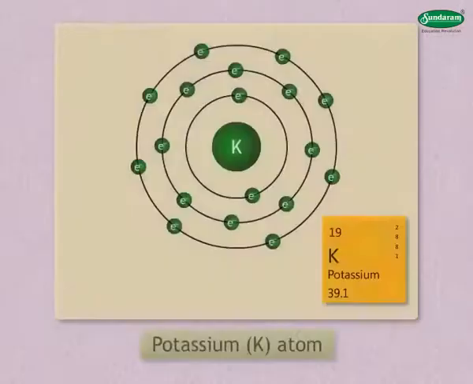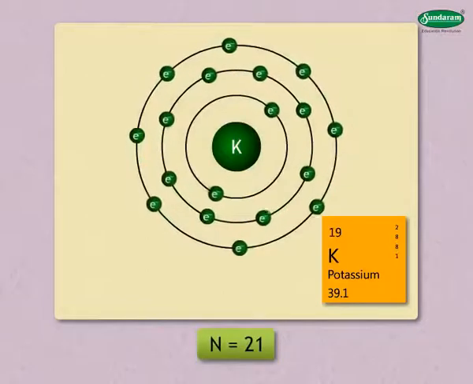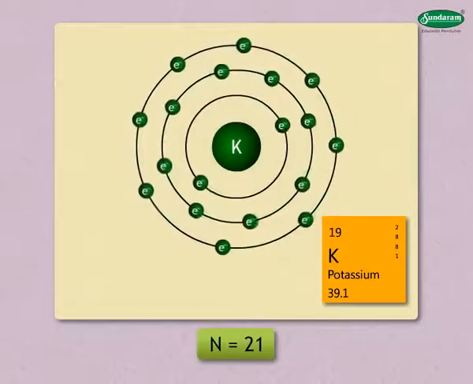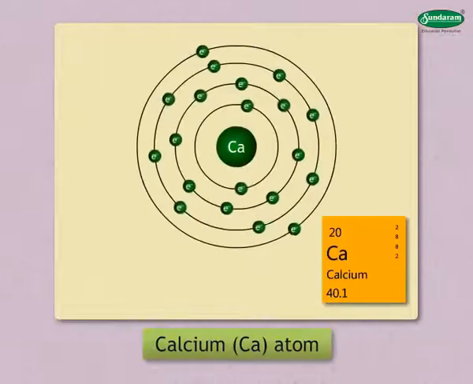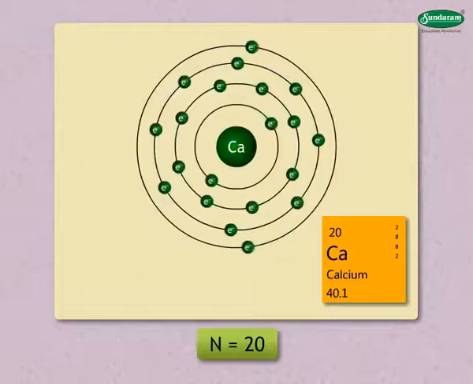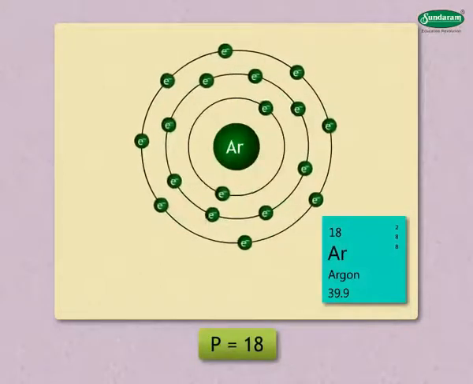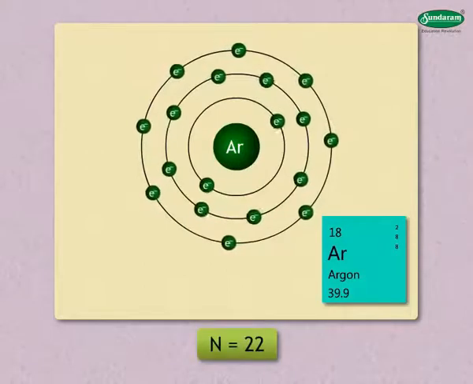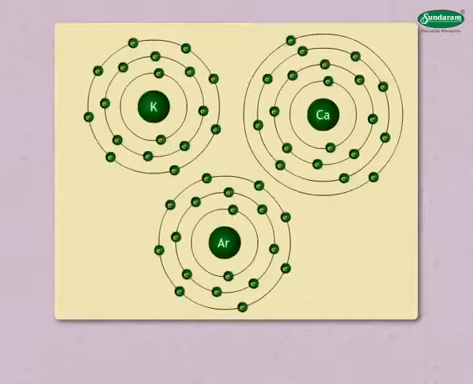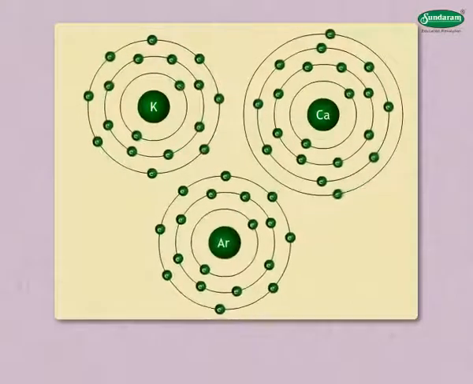Isobars. Potassium atom has 19 protons and 21 neutrons in its nucleus. Calcium atom has 20 protons and 20 neutrons in its nucleus. Argon atom's nucleus contains 18 protons and 22 neutrons. What are the atomic mass numbers of potassium, calcium and argon?